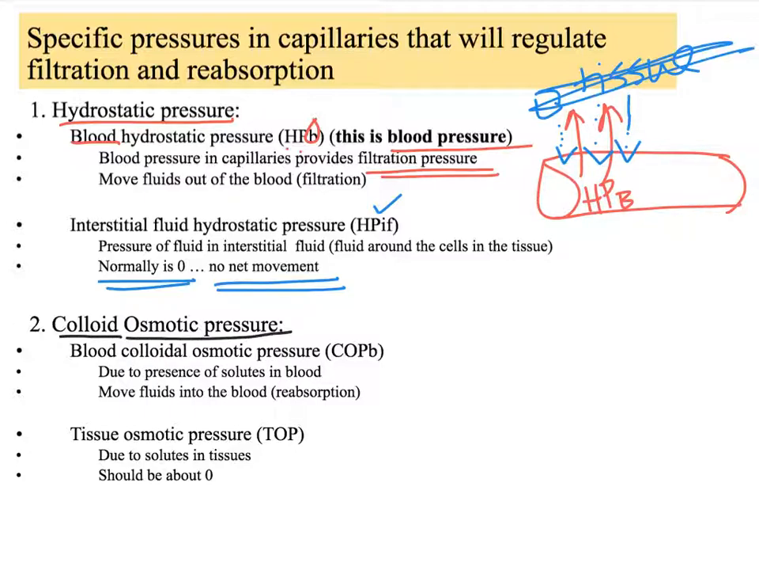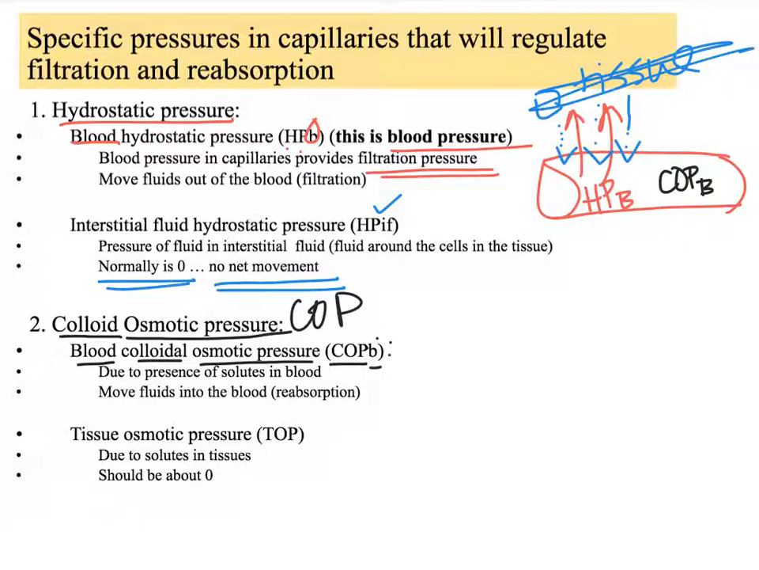Colloid osmotic pressure is the pressure due to these colloids, so the colloids that are dissolved in the fluids. So the first one is blood colloidal osmotic pressure. They're going to take colloidal osmotic pressure, so COP, and then they put a little B by it, so it's blood.